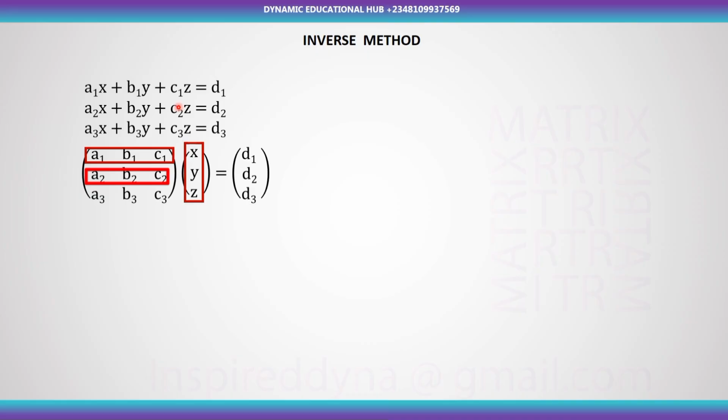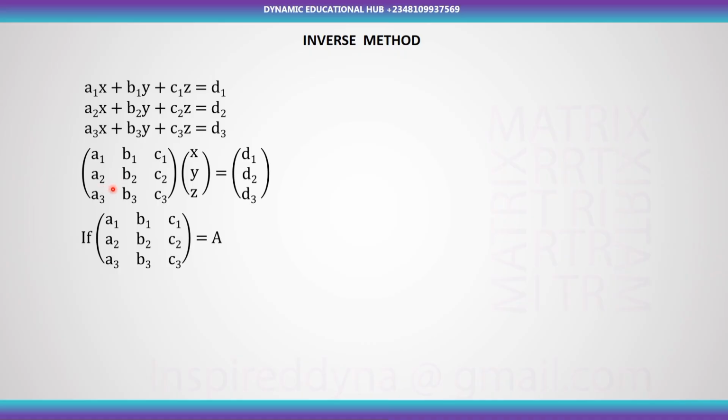Now we have confirmed that when we multiply this with this, we get this set of equations over here. Since we want to find the values of x, y, and z, we can use A to represent the coefficient matrix, so we call it matrix A. Then you have the vertical matrix x, y, z, and if you multiply them together, we get the constants from here.